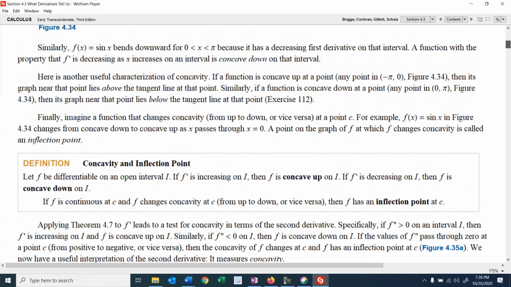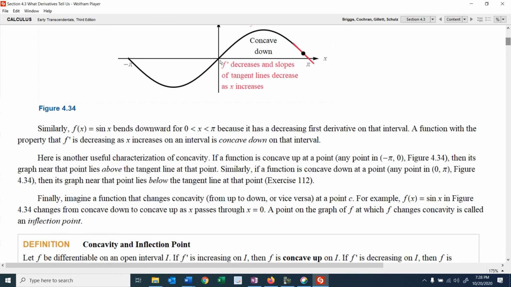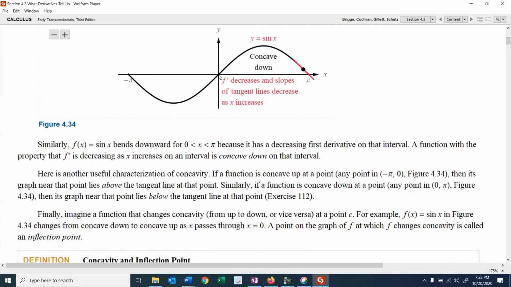Well, just to mention that a little bit more, if we go back to this graph up here, sine of x, you do have an inflection point right at the origin, because it's concave up in here, and then it's concave down in here, and it actually changes concavity right at 0 at the origin. And so that's an inflection point right there at x equals 0.